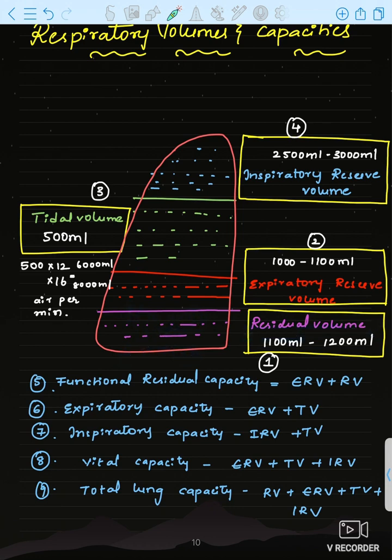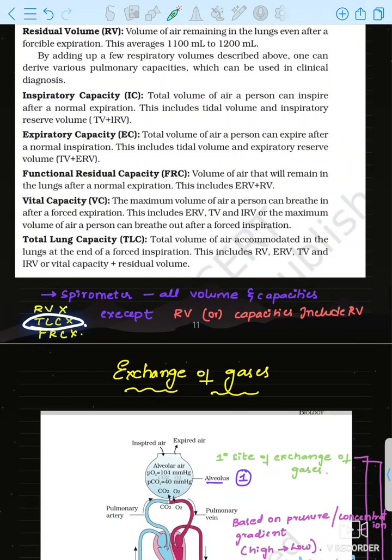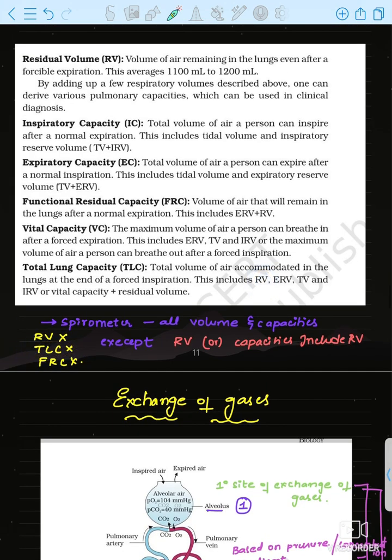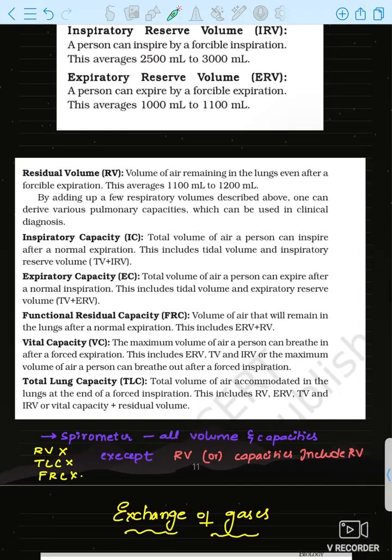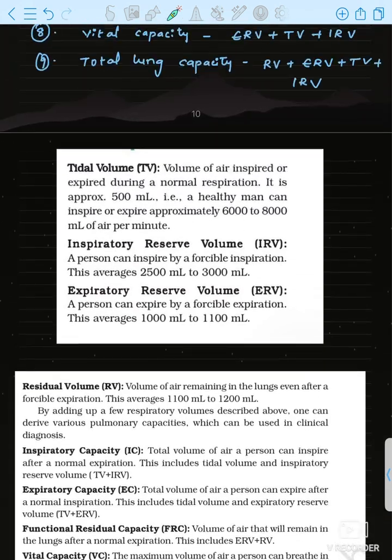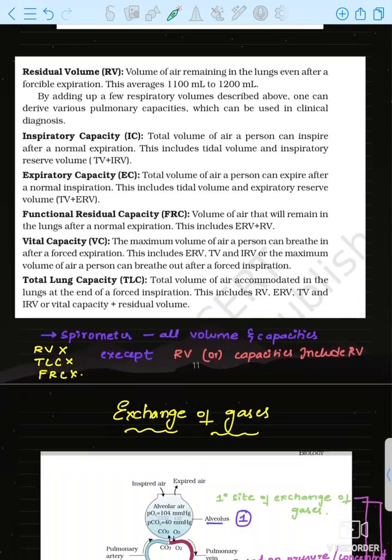And anything related to residual volume, like TLC, total lung capacity. Total lung capacity also includes RV, no? Residual volume. Then we can't calculate the total lung capacity. And functional residual capacity includes RV and ERV, no? That's why we can't measure the RV, TLC, total lung capacity, and functional residual capacity by spirometer, because the others we can calculate. This is all about the respiratory volumes and capacities.